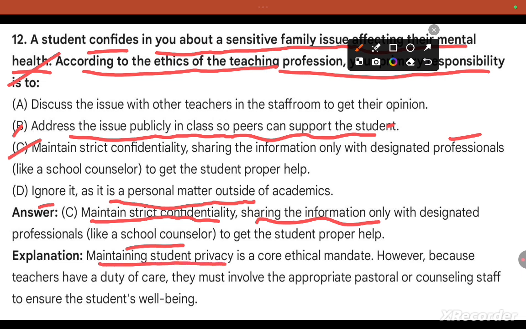Maintaining student privacy is a core ethical mandate. However, because teachers have a duty of care, they must involve the appropriate pastoral or counseling staff to ensure the student's well-being.